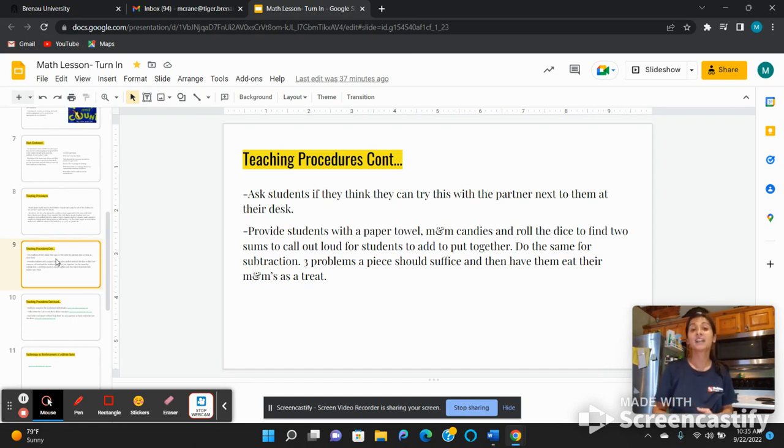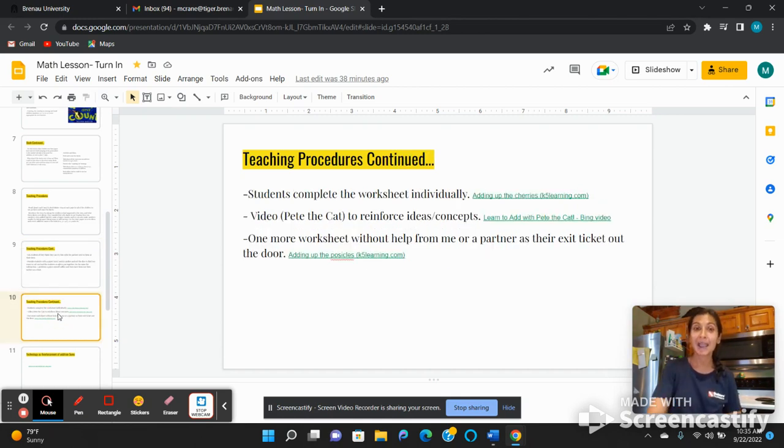Group work. Provide students with a paper towel, M&M candies, and the teacher rolls a dice to find two numbers to call out loud to students. Let them add them and put them together. They're going to use their M&Ms to put 3 plus 2 or 4 plus 3. 3 problems of addition and 3 problems of subtraction should suffice, and then have them eat their M&Ms as a treat.